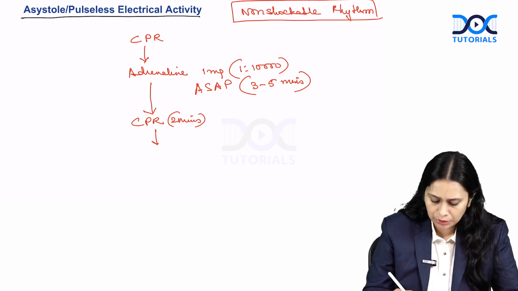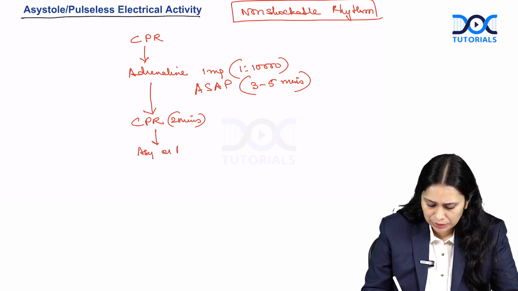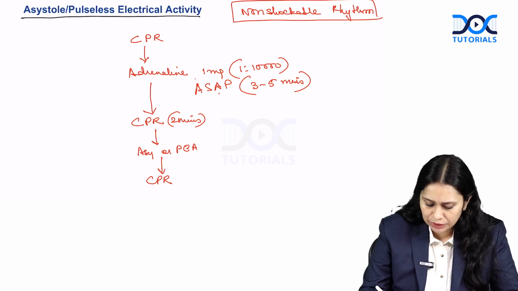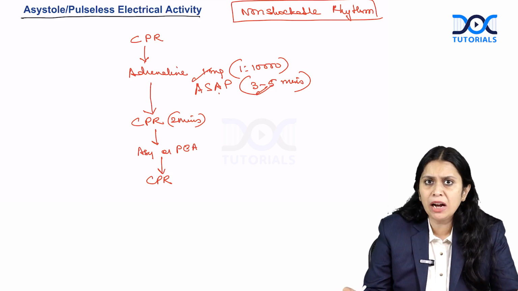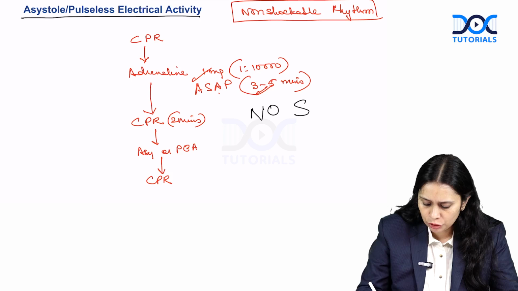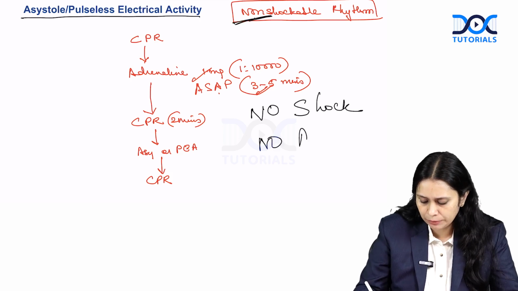We look for the rhythm. The rhythm is still asystole or pulseless electrical activity. We continue with CPR. We don't give shock, and we continue with adrenaline every 3 to 5 minutes. Nothing else. No amiodarone, no shock. So I'm writing it in big: no shock in non-shockable rhythm, and no amiodarone.